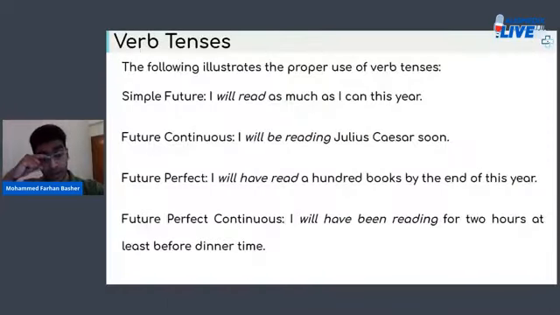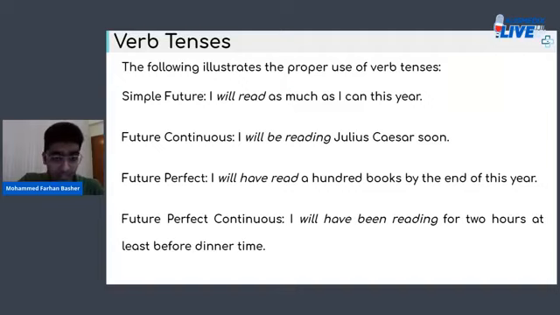Right. Now we have the future tenses. The following illustrates the proper use of verb tenses. The simple future tense, I will read as much as I can this year. The future continuous tense, I will be reading Julius Caesar soon. The future perfect tense, I will have read 100 books by the end of this year. And the future perfect continuous tense, I will have been reading for 2 hours at least before dinner time.